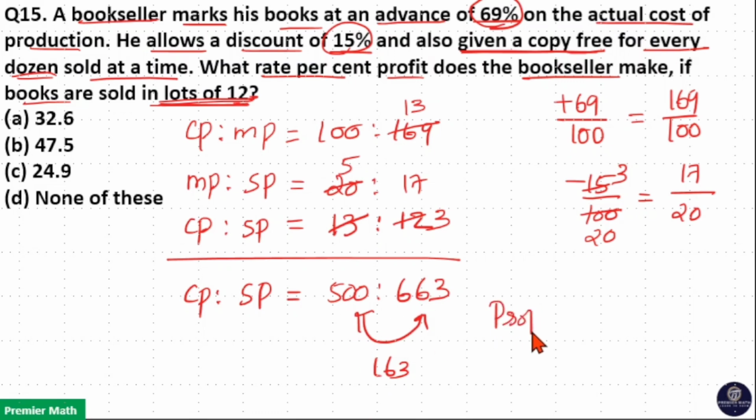Then profit here is equal to 163 divided by cost price, 500, into 100. Now 5 goes 3 times in 16, remaining 1. So 5 goes 2 times in 13, remaining 3. 5 goes 0.6 times in 3. So 32.6%. Option A is your answer.